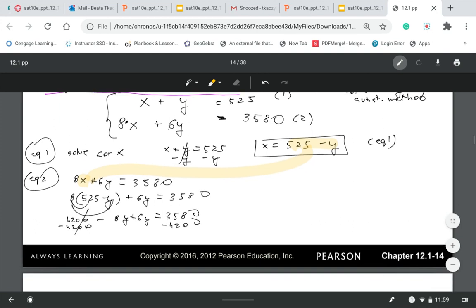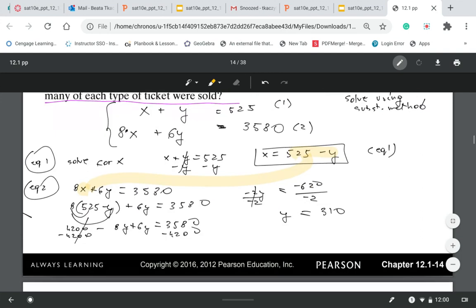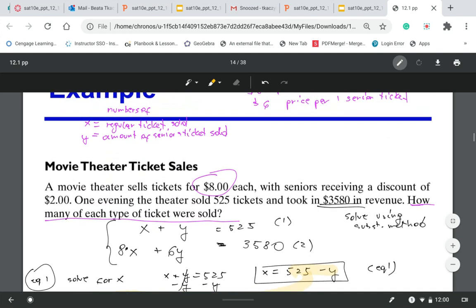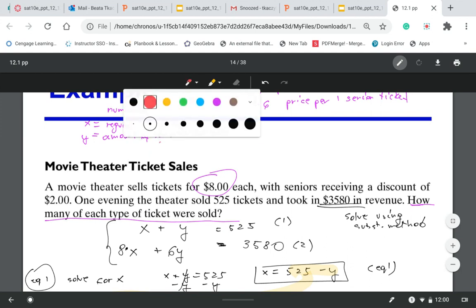and that will give us negative 2y equal negative 620. Divide each by negative 2, negative 2. So we're having that y is equal 620 divided by 2, we're having 310. So again, let's go back. Y represents the amount of senior tickets sold. So we already know the answer, that it will be 310.